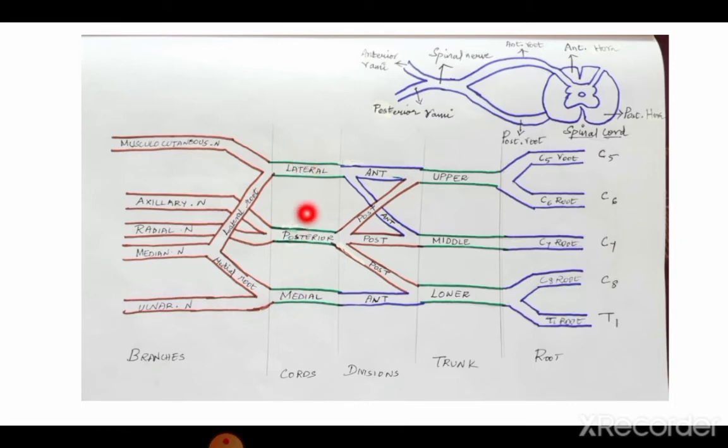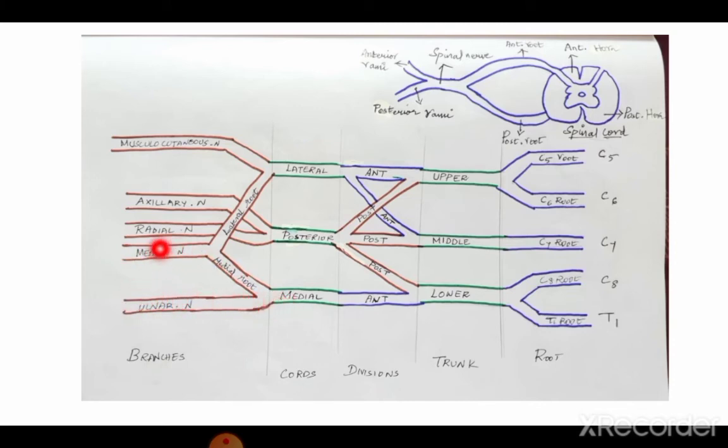So these three cords are dividing into 5 branches, and the 5 branches are the main nerves that are supplying our upper limb. So here the lateral cord is dividing into 2 branches. The one is musculocutaneous nerve and the other one is median nerve. And the posterior cord is dividing into 2 branches. The one is axillary nerve and the other one is radial nerve. The medial cord is dividing into 2 branches. The one is supplying the median nerve and the other one is ulnar nerve.